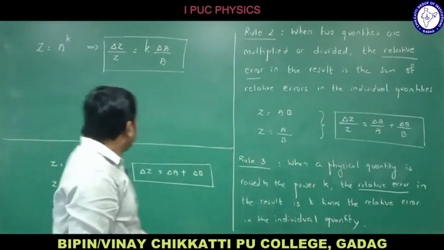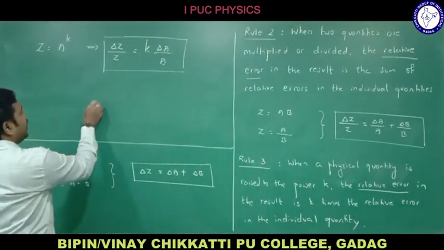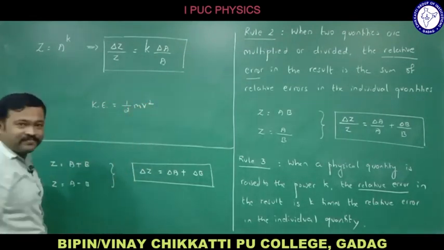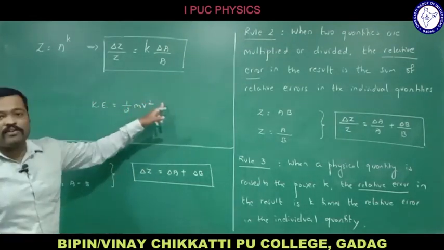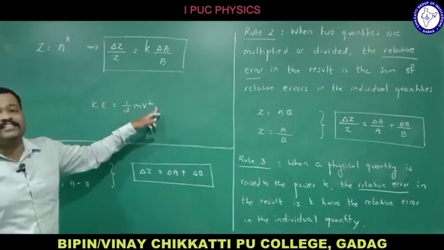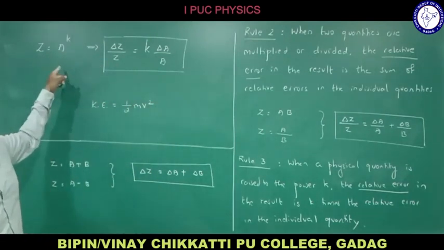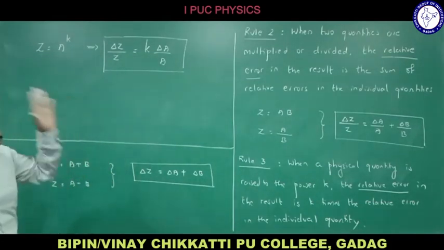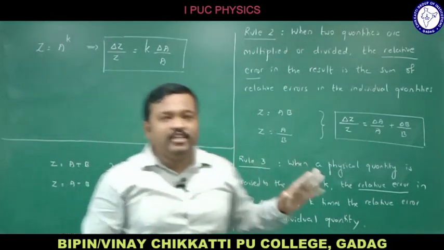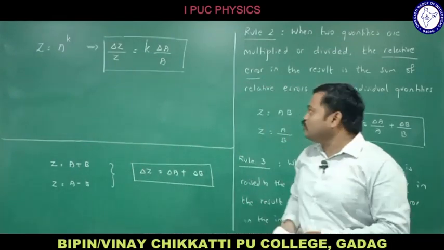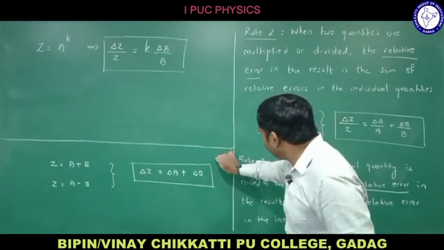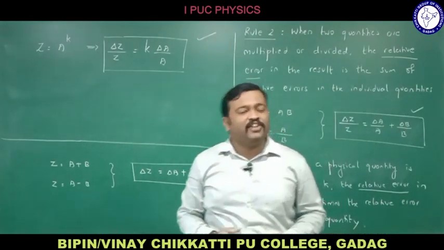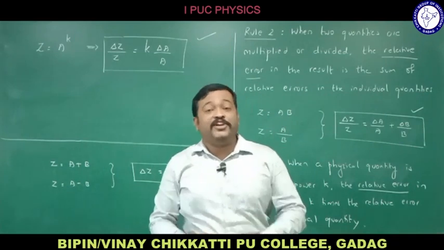For example, I think you have heard about the formula for kinetic energy. So what is the formula for kinetic energy? Half mv square. Did you get a physical quantity raised to the power of something here? In this case I need to consider rule number 3. I'll be solving some numericals so that you'll come to know how to apply these rules while combining the errors. So these are the 3 rules: rule number 1, rule number 2, and rule number 3. These are the 3 rules you need to follow whenever you need to combine the errors.